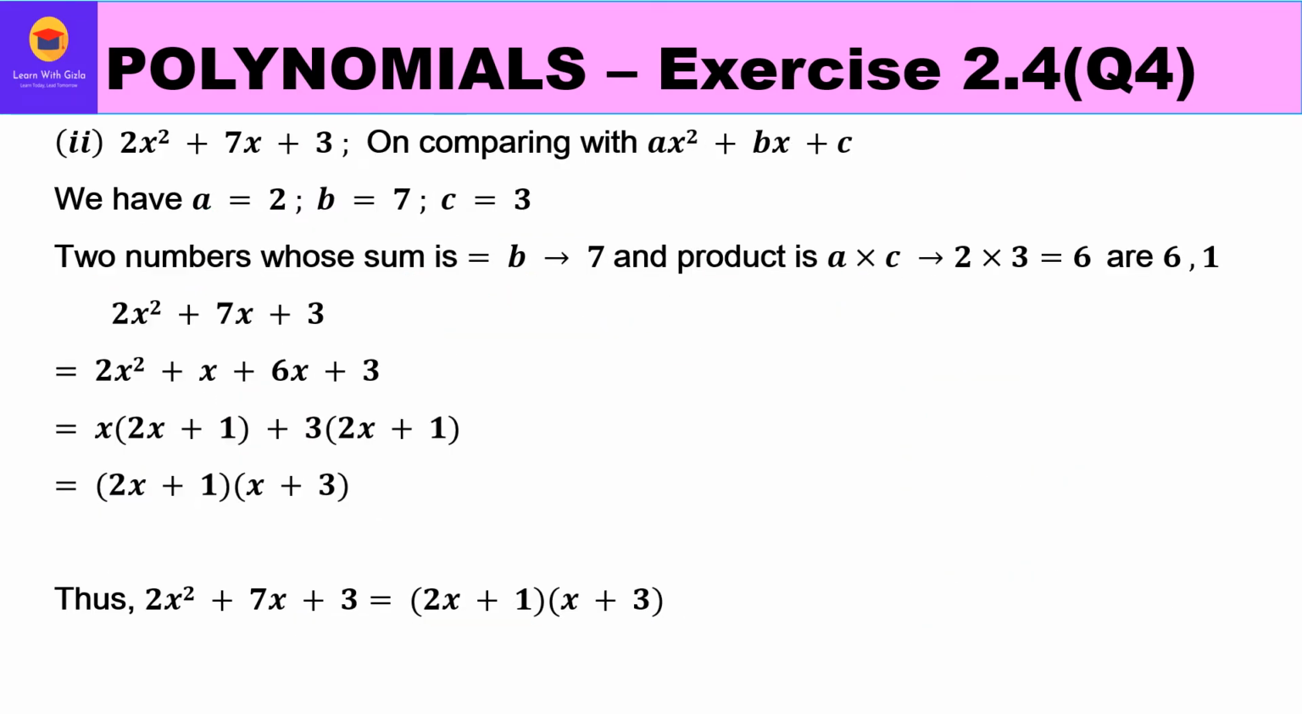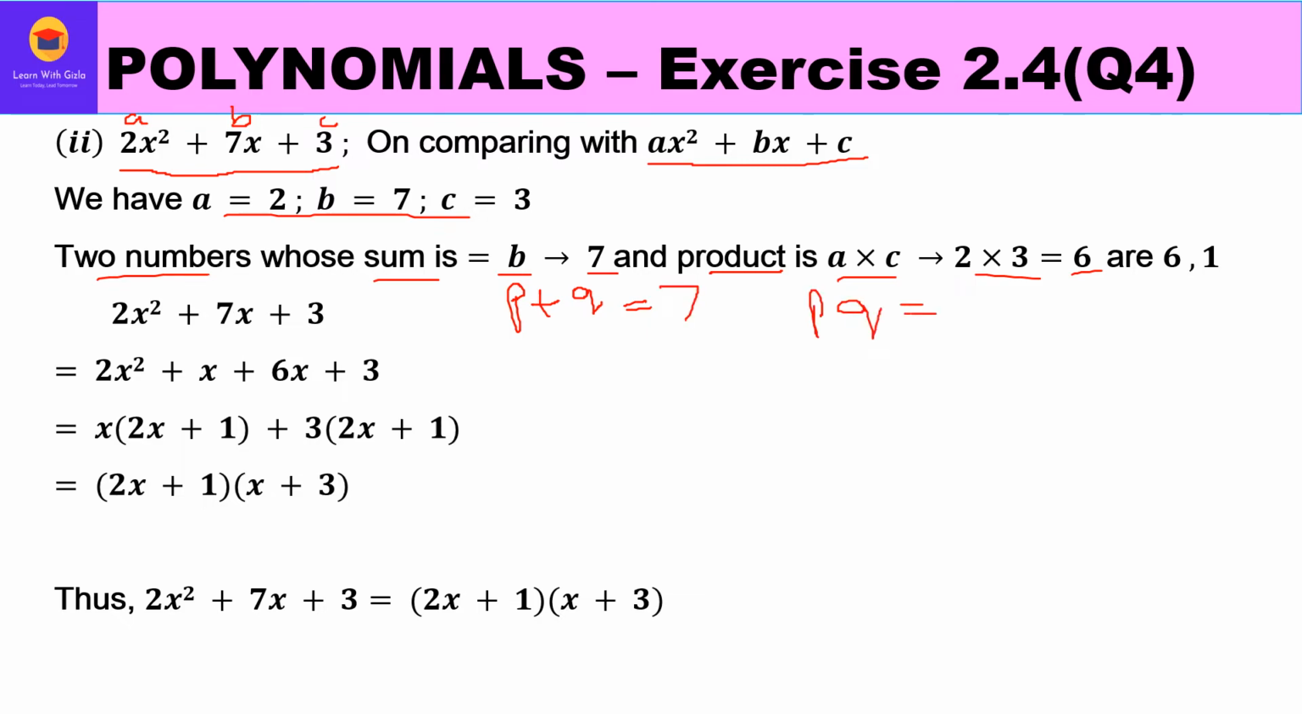Now in the second part of the question, we have the polynomial 2x square plus 7x plus 3, and now we have to factorize it using splitting the middle term. So on comparing it with ax square plus bx plus c, you can see over here a is your 2, b is your 7, and c is your 3. We have to find two numbers such that the sum is b, that is 7, and the product is a into c, which is 2 into 3, which is 6, right? So that means p plus q, the sum of the two numbers should be 7, and the product of these two numbers should be 6.